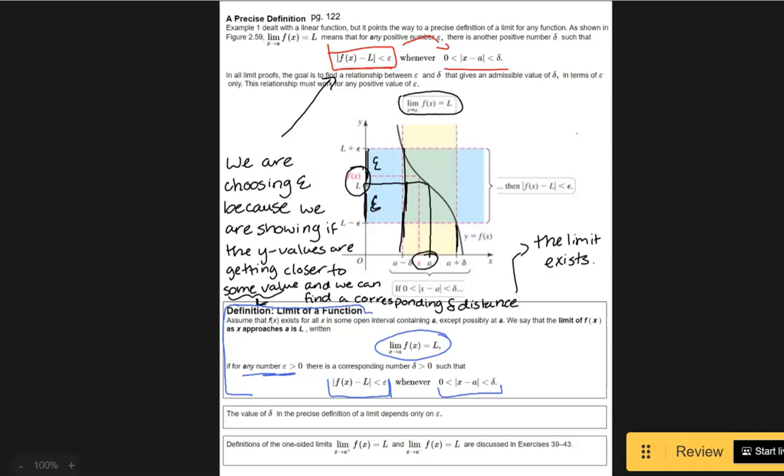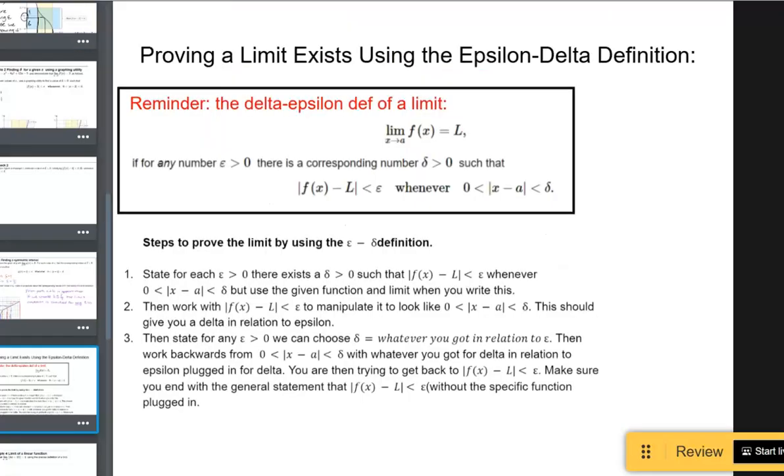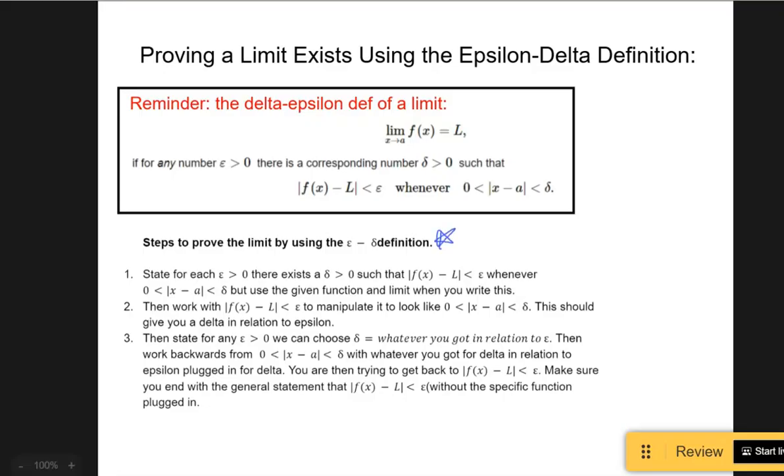So now let's talk about how you would do a proof. This is on your little sheet of paper, these steps right here. But you need to remember your delta epsilon definition. Like you need to remember from here, we have this. I'm basically going to take this word for word. We're going to state for each epsilon greater than 0, there exists a delta greater than 0 such that this is true.